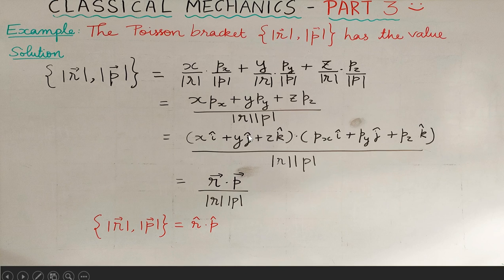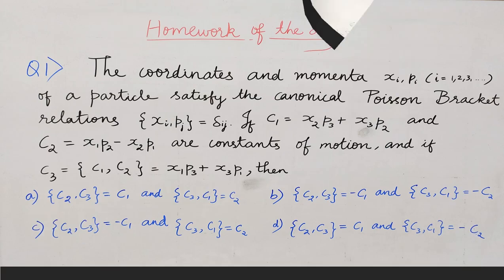Now I know that this is my r vector and this is my p vector. So I have written it in terms of the r vector and p vector. Now we know that r vector by mod of r is r cap, and p vector by mod of p is p cap. Hence the Poisson bracket has the answer r cap dot p cap. I hope you understand this question. If you get this, then this is your homework.